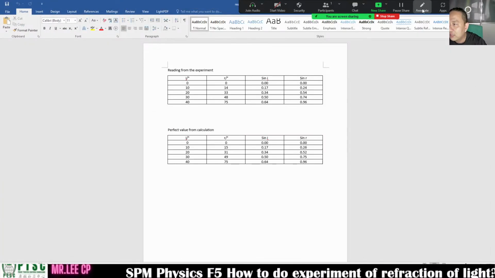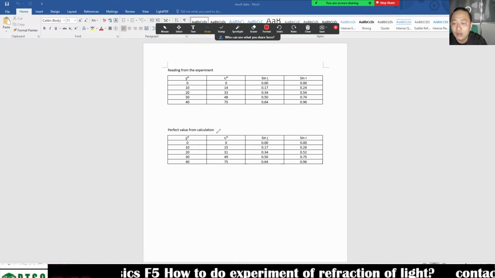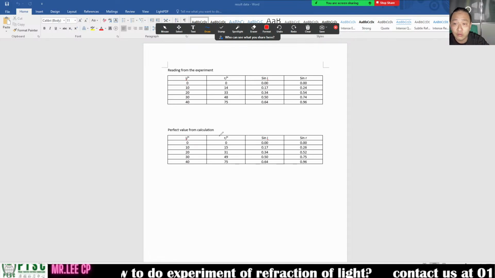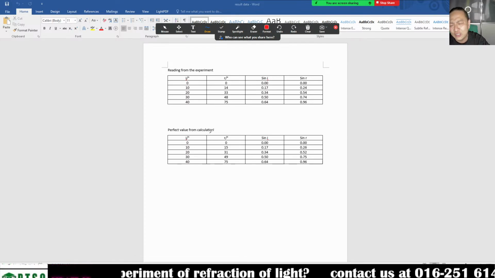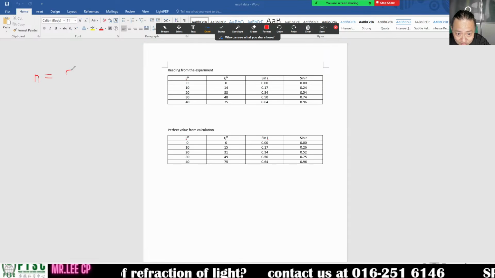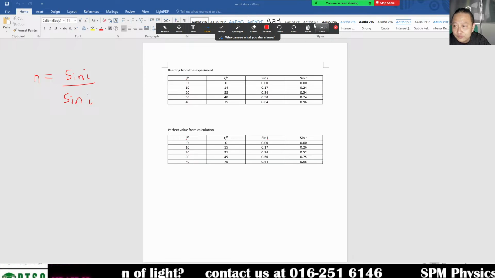Now this is the one that I have done, with perfect values from the calculation. Now you have to do your preparation on your own. I forgot to do the other one; not enough time, I'm too busy. So now n is equal to sine i over sine r.